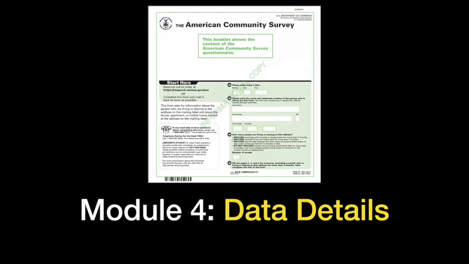In Module 4, we're going to look at a lot of the details of the data that we've been talking about so far. Everyone knows about the decennial census, which is the large census that the Census Bureau conducts every 10 years. But the data that we've been looking at so far does not come from the decennial census. Instead, it comes from what's known as the American Community Survey. And we're going to learn a lot about the ACS in Module 4.